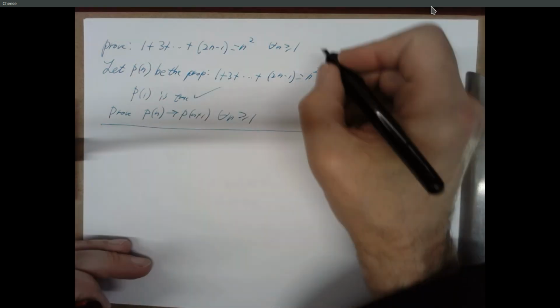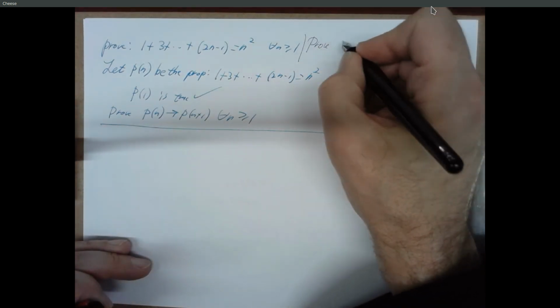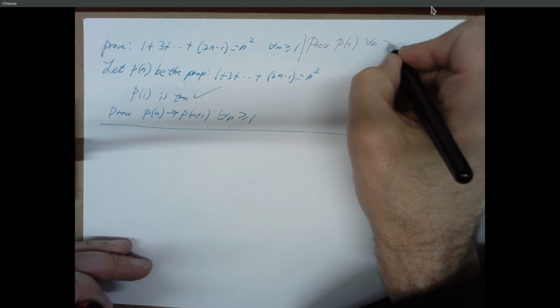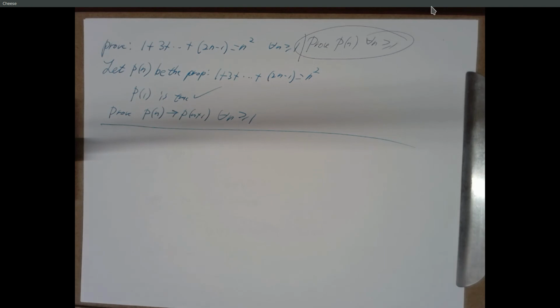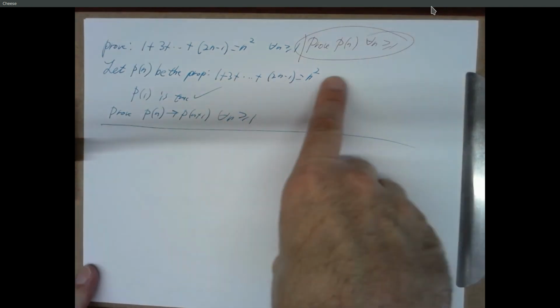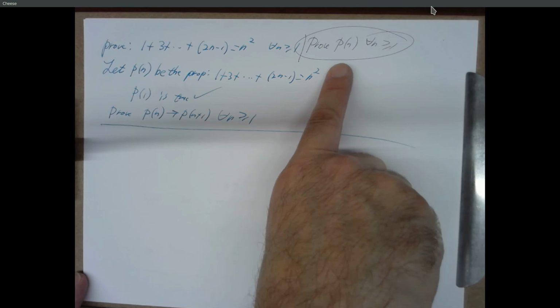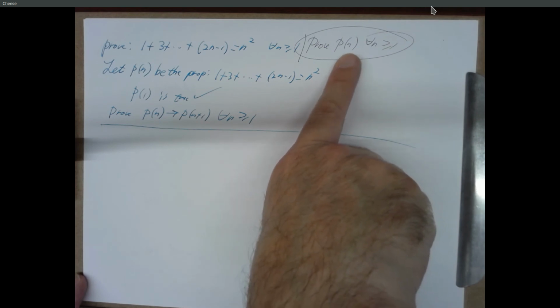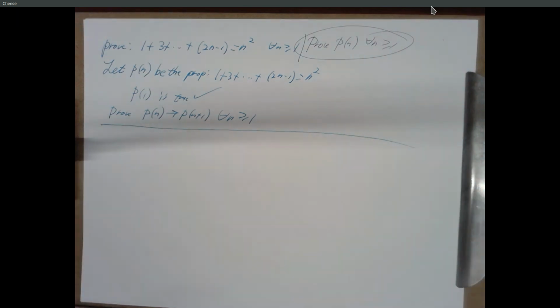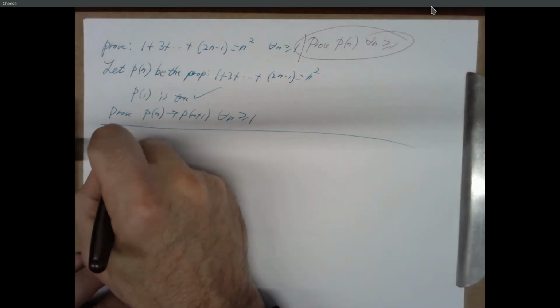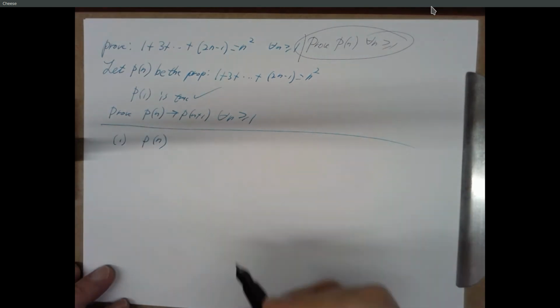What we're really proving is P of n for all n bigger than or equal to 1. P of n is just one proposition, whatever the value of n is. But this original question is really asking us to prove a stronger proposition, which is for all n bigger than or equal to 1, P of n is true. So we're trying to prove an infinite number of propositions are true. Okay, so we want to prove P of n implies P of n plus 1, so step 1, P of n, because that's our hypothesis.